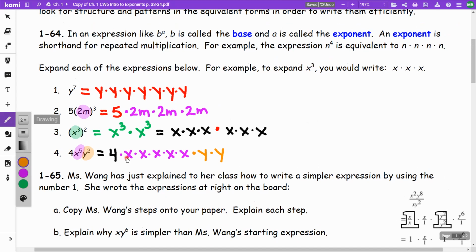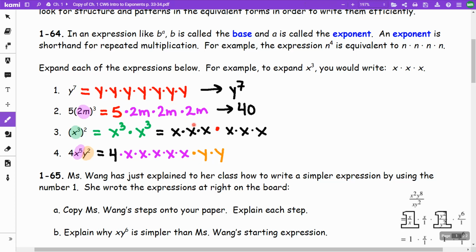Now, if I was to compute these, just so you understand, this one would have cleaned up to being y to the 7th, which is what I started with, but they wanted it in expanded form. This one here, if I take 5 times 2 is 10, times 2 is 20, times 2 is 40, I would have ended up with 40m to the 3rd as my final answer. Okay, again, they want it in expanded form though.